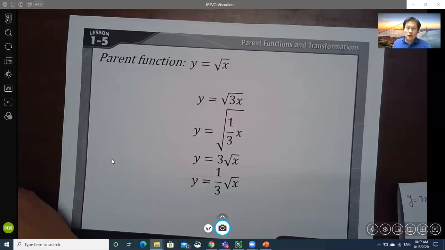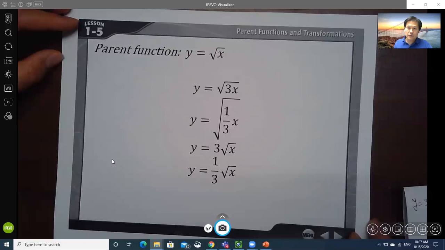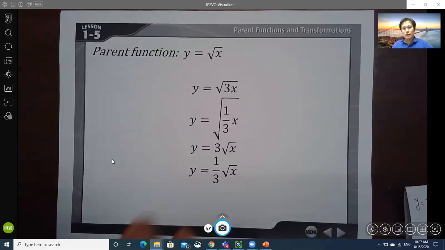Okay, so this is Algebra 2, 1.5, Part 2. I just explained vertical stretch shrink, horizontal stretch shrink. Please pause the video. You try this.